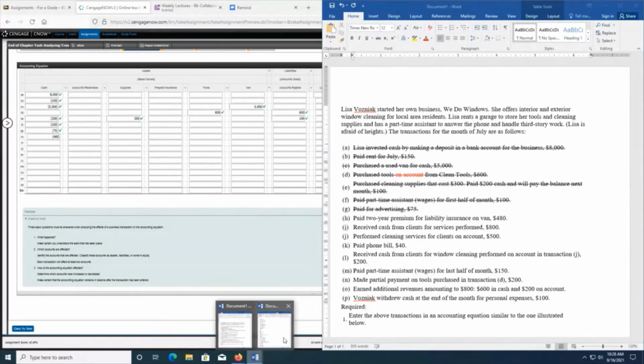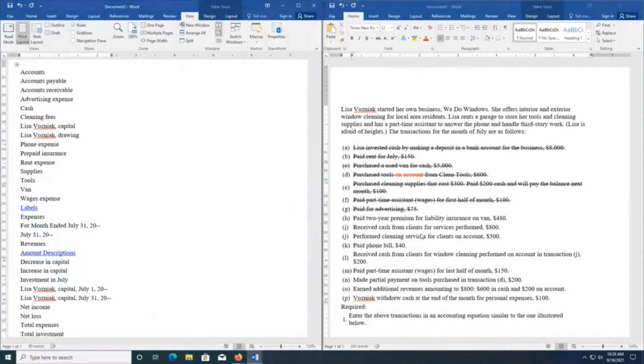So let's see what our options are. Let's go here to our chart of accounts. It's talking about liability insurance on van. So we are actually paying for insurance. Okay. So let's see what it has about insurance over here. What's our other account? But we didn't use it all right now because it's paid for 2 years in advance. So we only expense it as we use it.